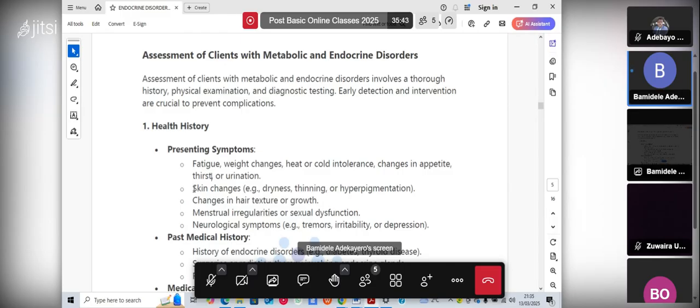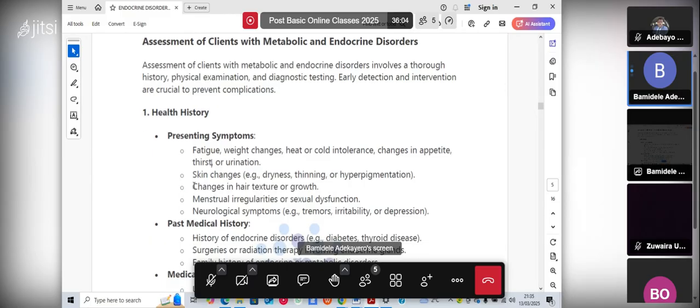The patient has increased thirst. That's hyperglycemia, hyperphagia, eating too much. The person is drinking more water because of the glucose. The oral mucosa are dried up. Okay, so those are the examples of symptoms that will come in when a person has diabetes mellitus.